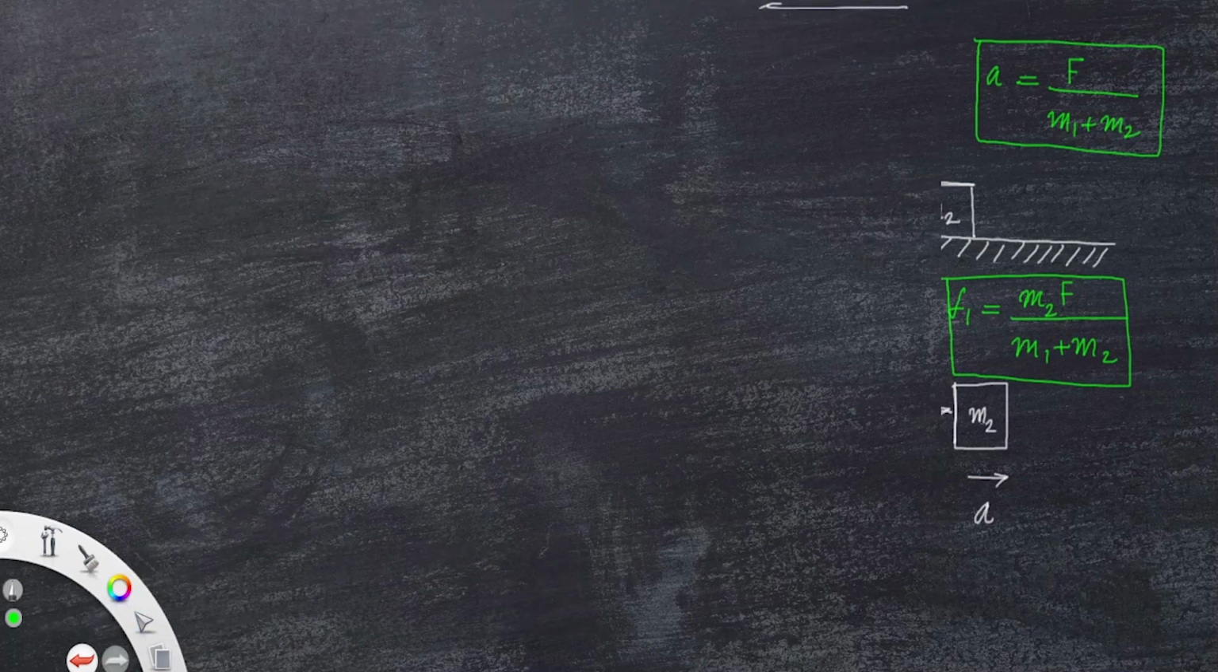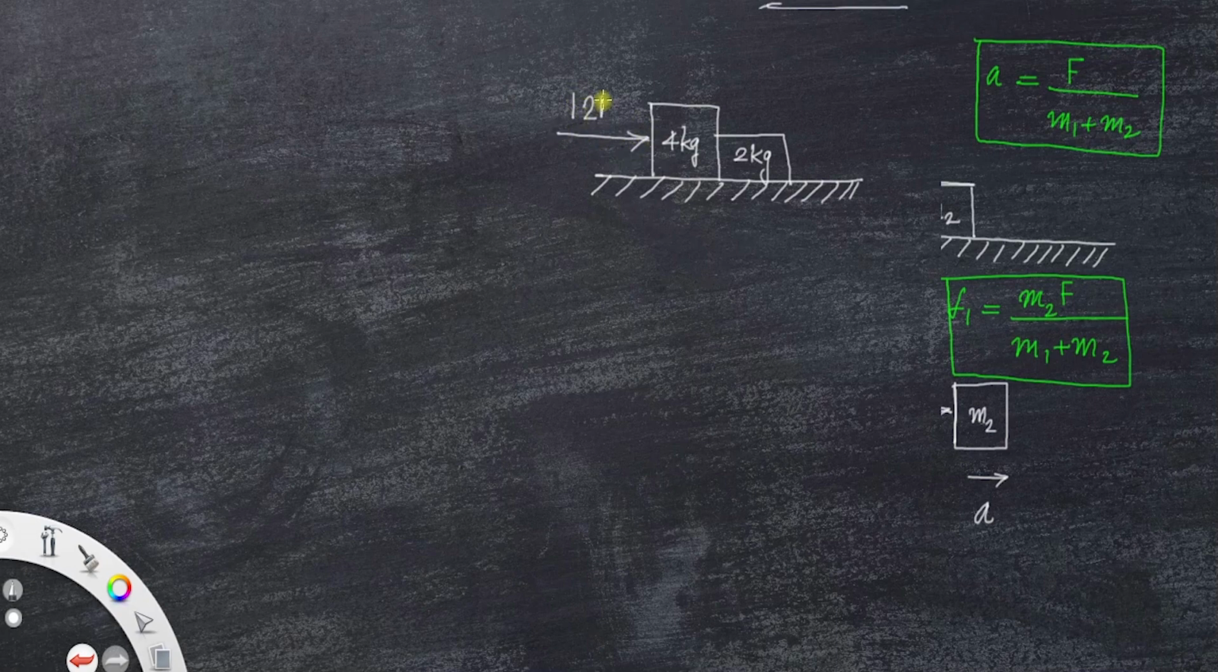Let's take two masses, a 4 kilogram mass and a 2 kilogram mass, which are connected to each other. They both are placed on a frictionless surface. Let's say a force of 12 Newton is applied on the left side.